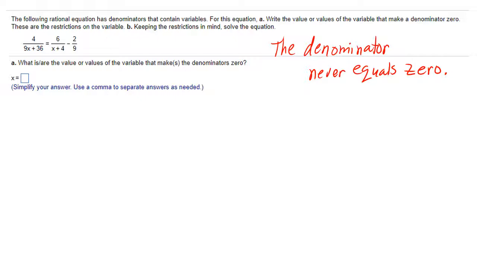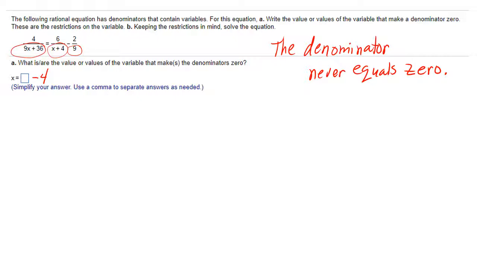So let's take a look first at the values of the variable that make the denominator 0. You can quickly tell that x plus 4 would need a negative 4 to make it 0. So let's keep in mind that negative 4 would be one of our restrictions. 9 can never be 0. There is no variable there.